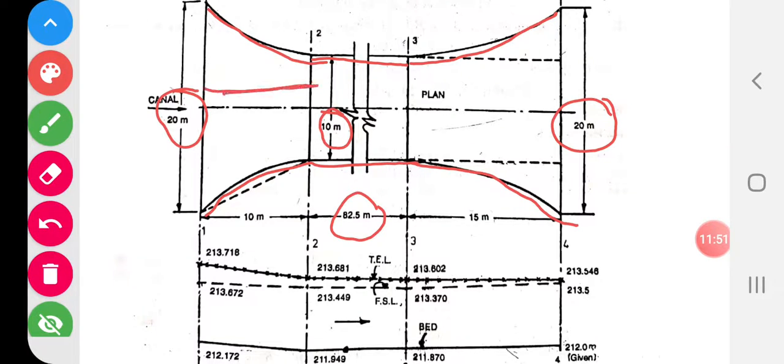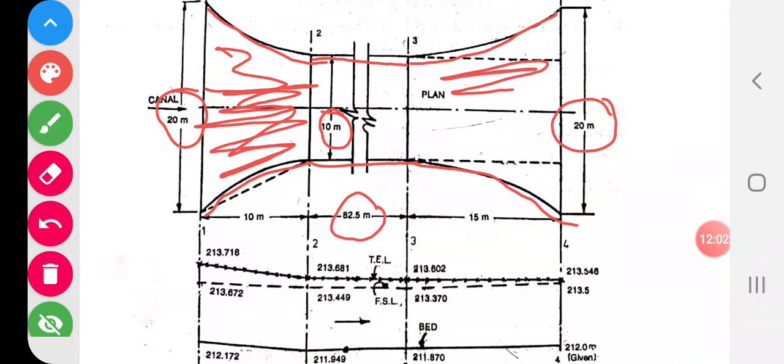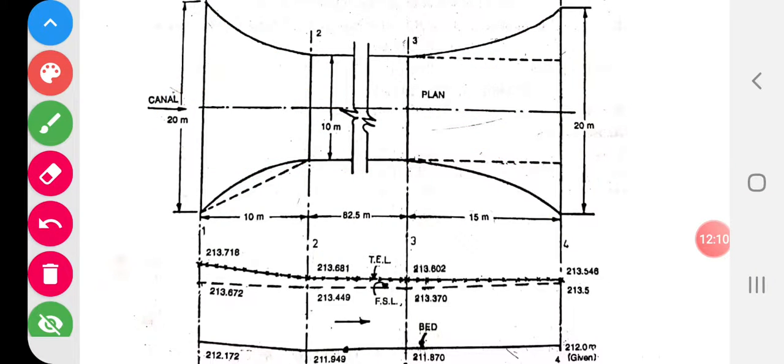So this region is called the transition region. This whole region is the transition region. This transition region is generally a contraction. Similarly, at the other side there is a transition region where the width is gradually increased. So it is an expansion. Okay, so like this you can understand.